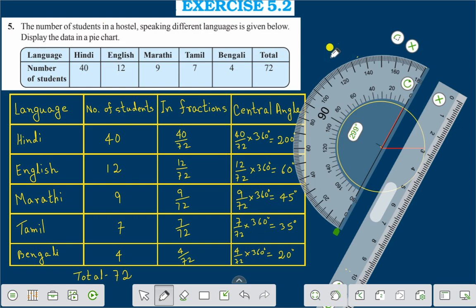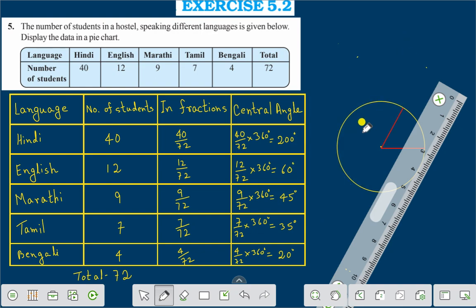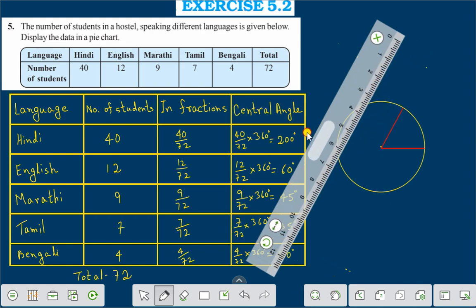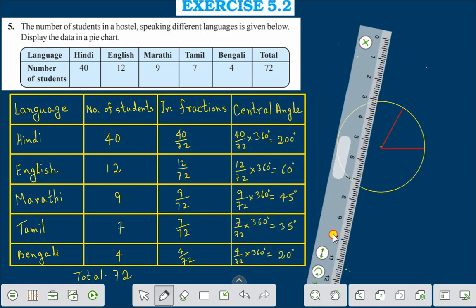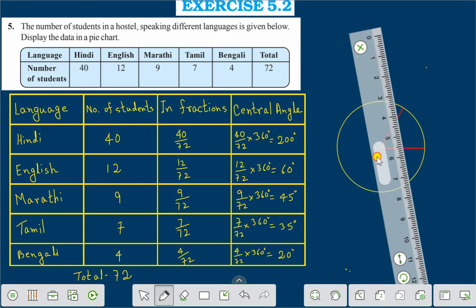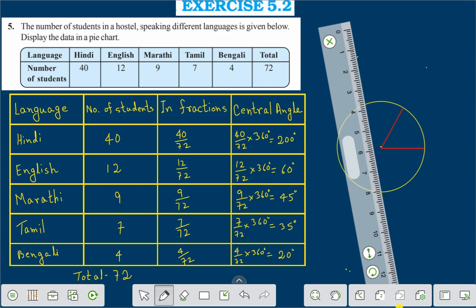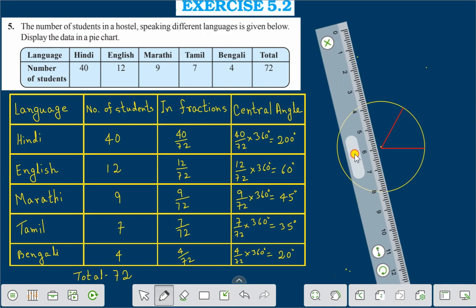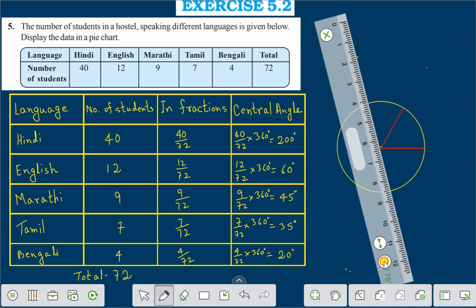Now make an angle of 45 degree with the help of the ruler. This is the central angle. Make 45 degree here. This is exactly 45 degree, right? This is 45 degree.